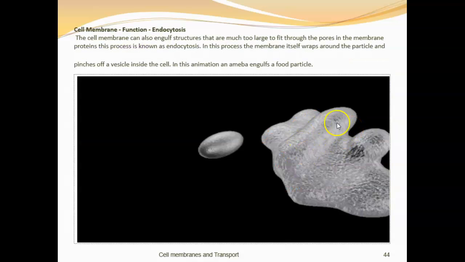And then here you can see a large amoeba-like, when you play this one, you see this large amoeba going and engulfing this food particle, similar to how a white blood cell in your body's immune system would go and take in a bacteria or some other foreign invader. So there you go. Woo, we got through that one.